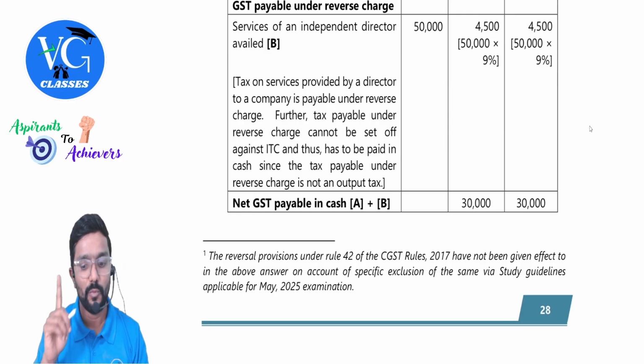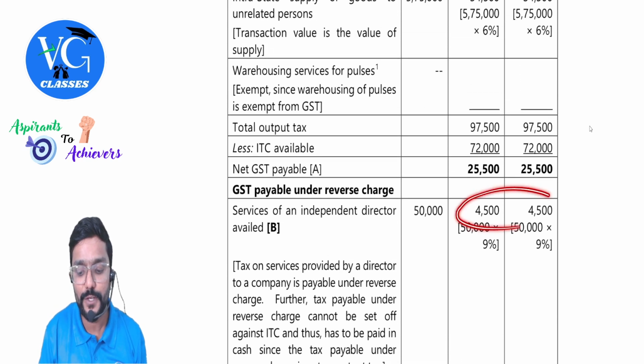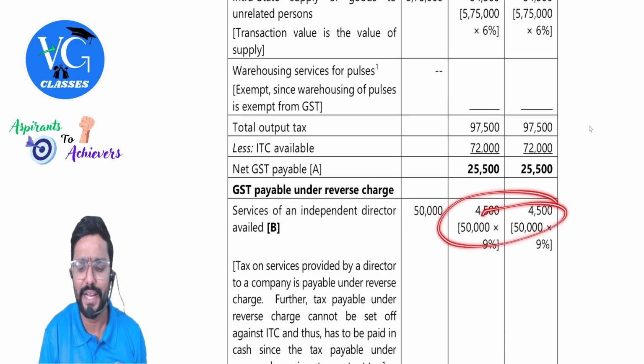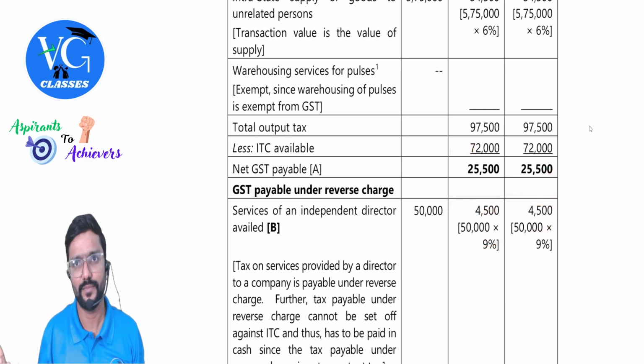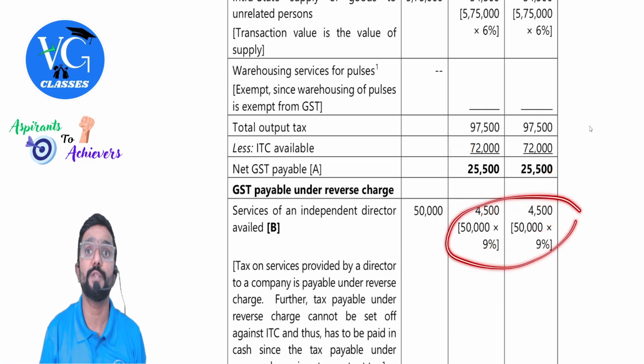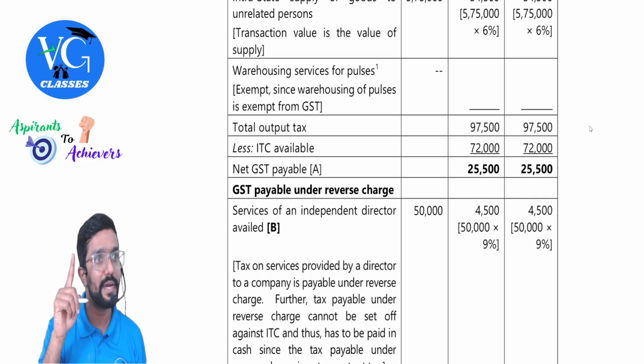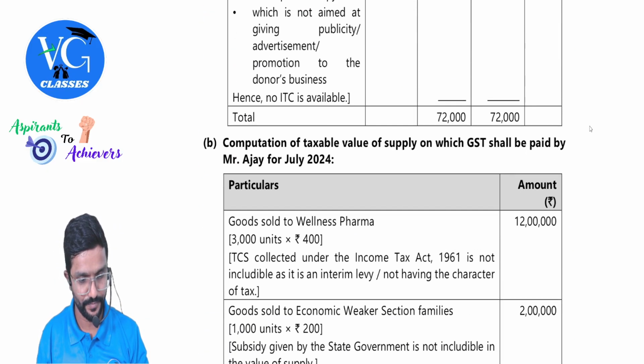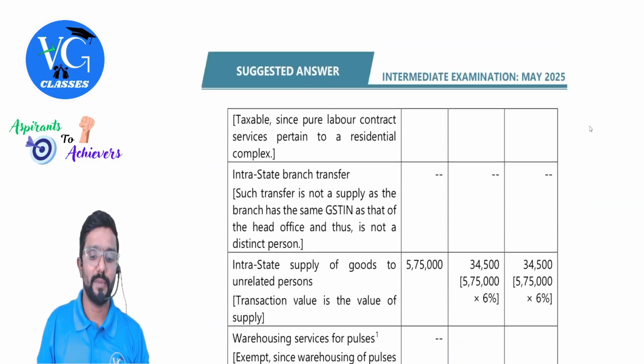Got it? Yes. One thing, please be careful. 4,500 is already included in 72,000. Again, don't add separately. As soon as you pay this, you will get a credit. Ultimate effect is nil. Clear? But you have to pay it through the cash ledger. That's all. 10 marks question.